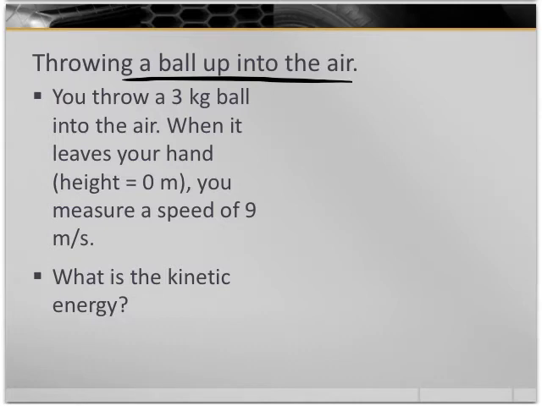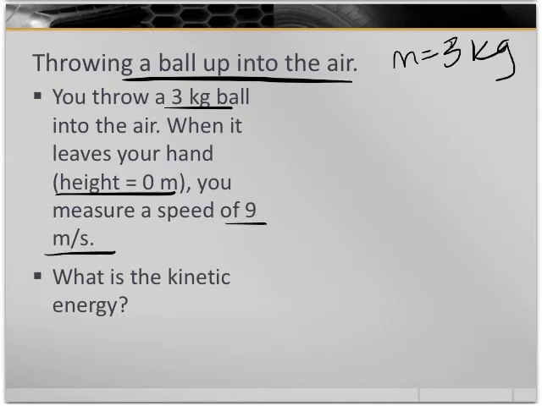So we have a 3 kilogram ball, so we know mass is 3 kilograms, okay? And when it leaves your hand, so if we're talking about a ball, leaving your hand is going to be 0 meters. That's the very bottom. You have a speed of 9 meters per second. Remember, speed is just velocity without direction. So we know our velocity is 9 meters per second.